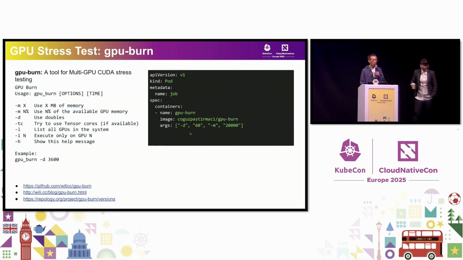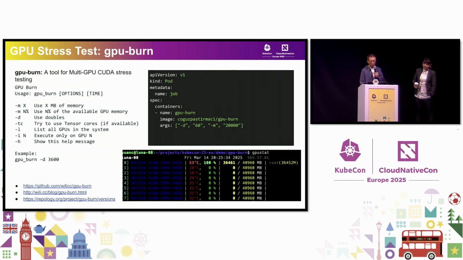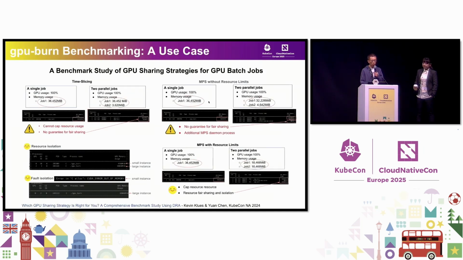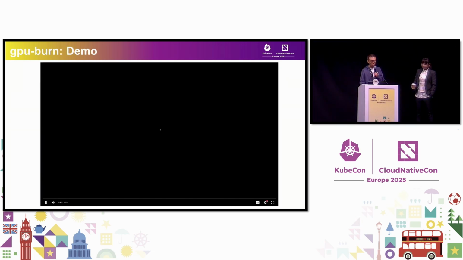You can specify how much memory it will consume, and also how long you want to run, right? Just try it. And you can also use the monitoring tools I mentioned earlier, like nvidia-smi or GPUStressTest, to collect all this information. We also used this benchmark to study different GPU sharing strategies in our previous KubeCon talk. Please check it out. So I will skip the demo.